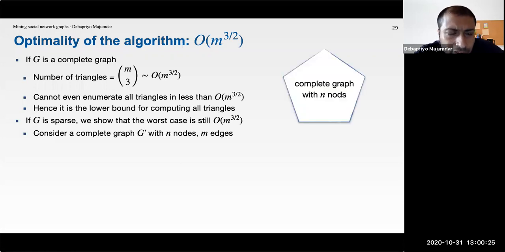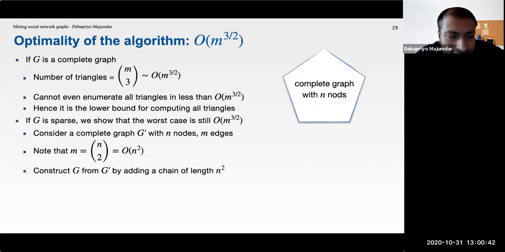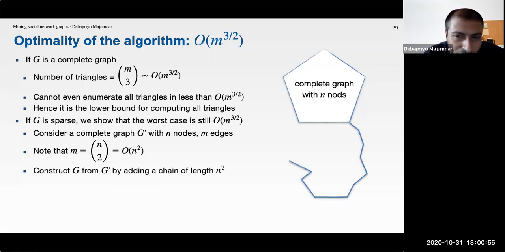How? Suppose you consider a complete graph G prime with n nodes and m edges. Note that m is then n choose 2, that is order n square. Now construct G from G prime by adding a chain of length n square. So something like this, you add a long chain like this.